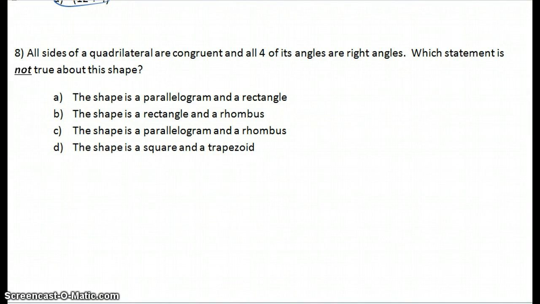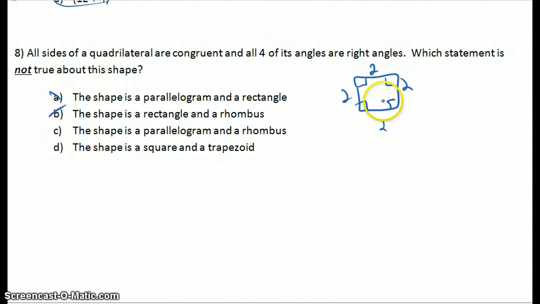Okay, all sides of a quadrilateral are congruent, and all 4 of its angles are right angles. So let me just draw a little picture to help us look at this. Okay, if this is 2, this is also 2. We said all the side lengths are the same. The shape is a parallelogram and a rectangle. These sides are both parallel, and it is a rectangle, so that's true. Shape is a rectangle and a rhombus. A rhombus has all sides congruent. A rectangle has 4 right angles. It's true.